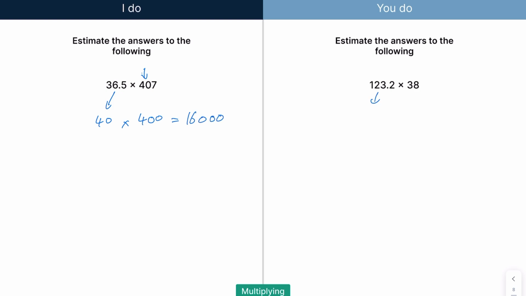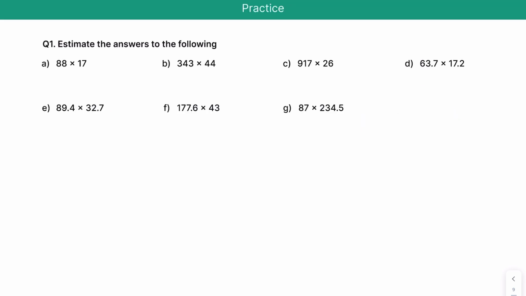And again, hopefully you've pressed pause and had a go at this. So that becomes 100, that becomes 40. So 1 times 4 is 4. Add this 3 zeros on, that's 4000. Now here's some practice questions for you to have a go at. Press pause and have a go. Here are the answers, mark your work.